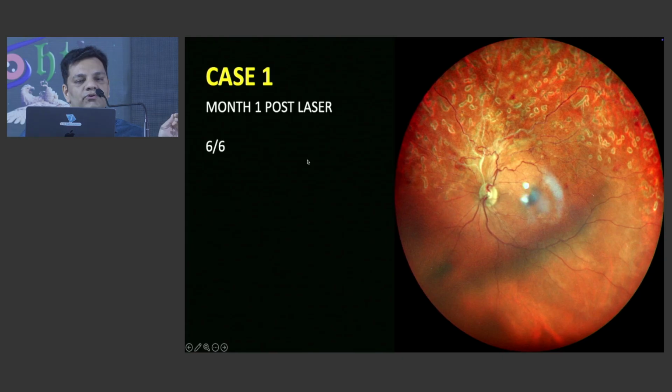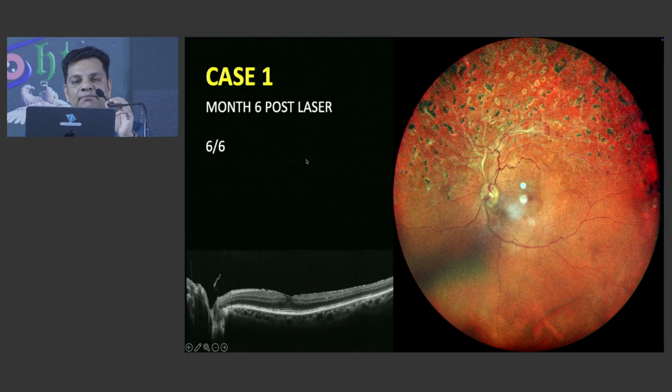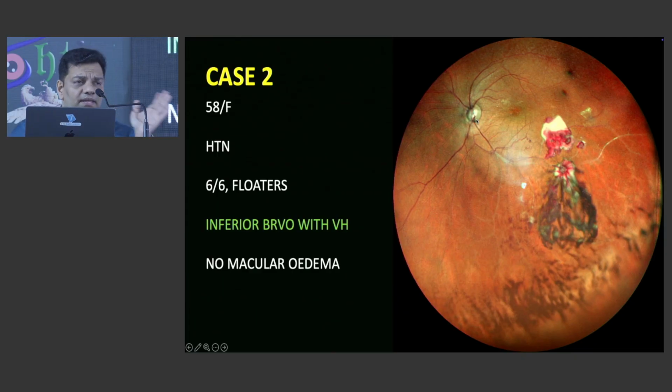This is 1 month post laser, vision is still 6/6. And 6 months post laser, vision is 6/6, and the laser is holding pretty well. So here the indication is only when you develop the NVD, then only you need to go in and do your laser. Otherwise, the patient can be observed if the vision is good.